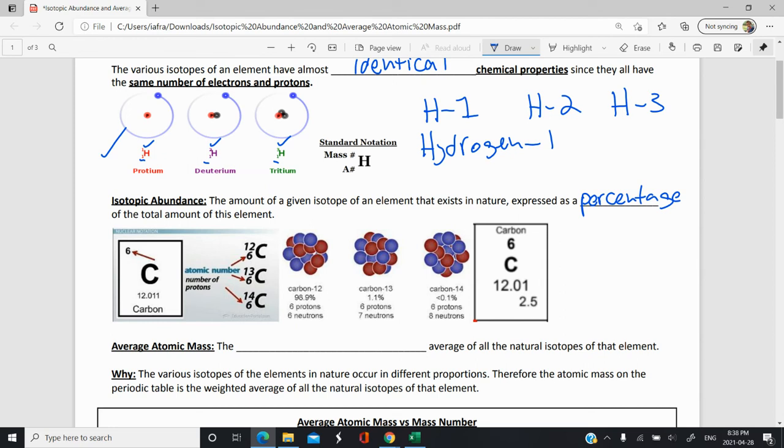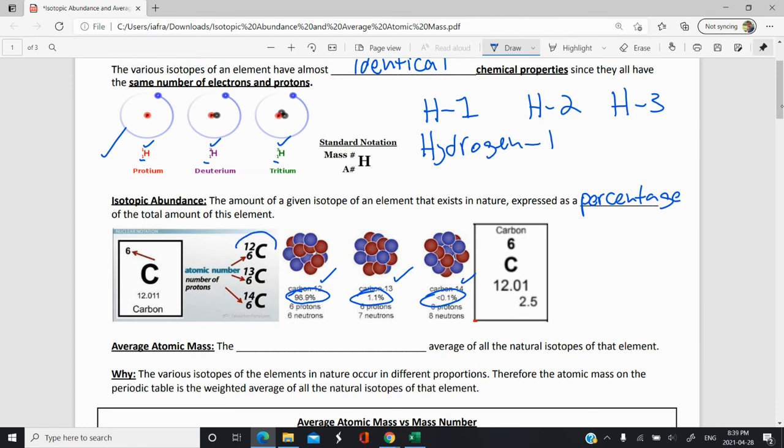And here we can see some examples. We can see there's carbon 12, carbon 13, and carbon 14. And the isotopic abundance of carbon 12 is 98.9%. So in nature, the carbon that you find, if you took a teaspoon of carbon, 98.9% of that carbon would be carbon 12. 1.1% would be carbon 13, and 0.1% or even less would be carbon 14.